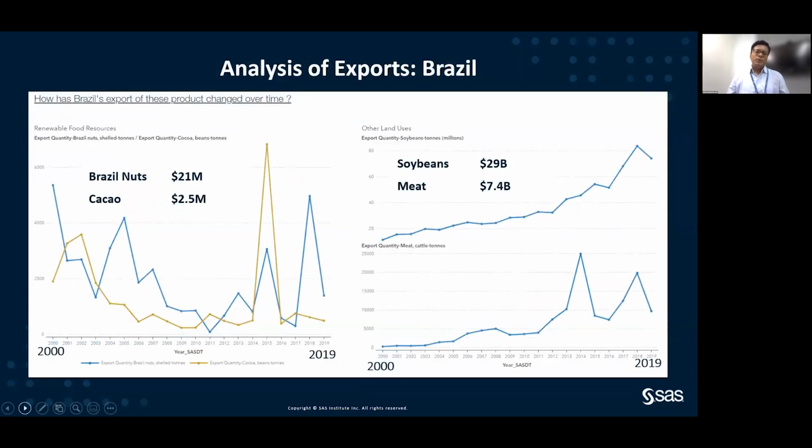So now we come to the analysis of exports, and the story remains more or less the same here. If you look at Brazil nuts and cocoa on the left, and on the right hand side, soybean and wheat, one figure is in terms of millions and the other in billions. So obviously it is Brazil, and you can clearly see the increasing trend on the right hand side and the declining trend on the left hand side. Again, this data is for a 20 year window. So now let's go to the next.